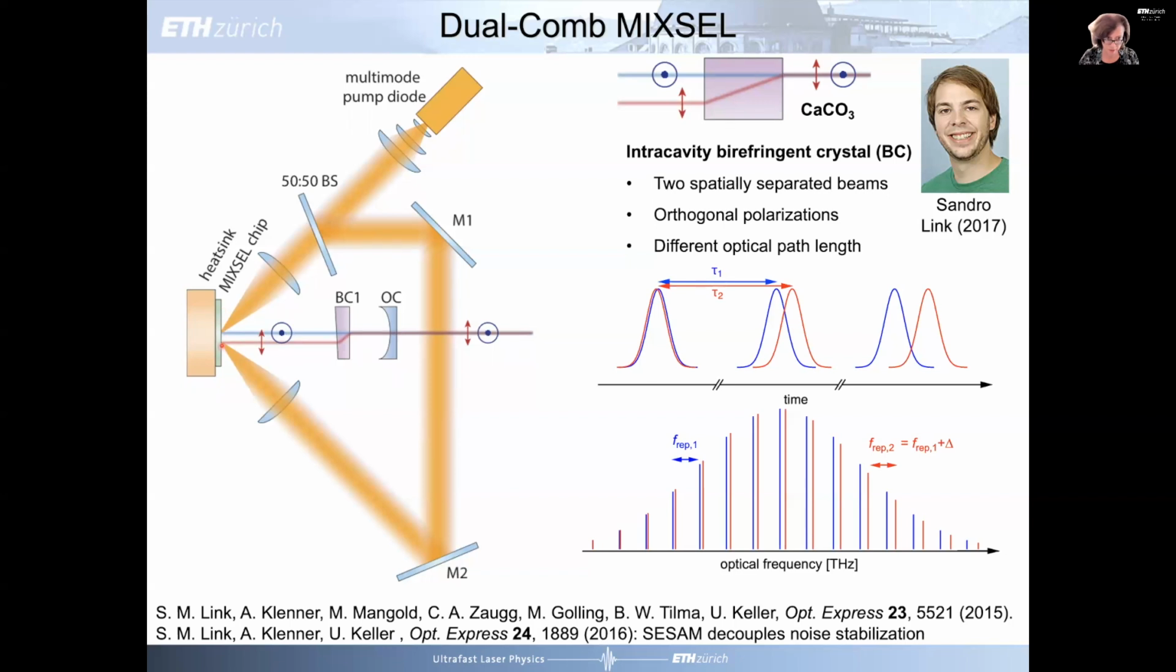You keep the distance so that they don't overlap, and you get two spatially separated beams, which experience basically the same gain and also the saturable absorber. So you get two mode-locked pulse frames with a slightly different pulse repetition rate, because they see a different refractive index in the birefringent crystal, the ordinary and extraordinary refractive index. That gives you a different optical path length and a different pulse repetition rate of the mode-locked pulse frame, which is actually favorable for dual comb application.